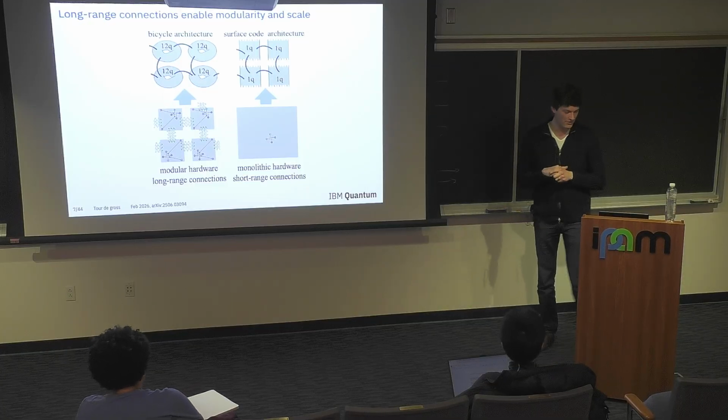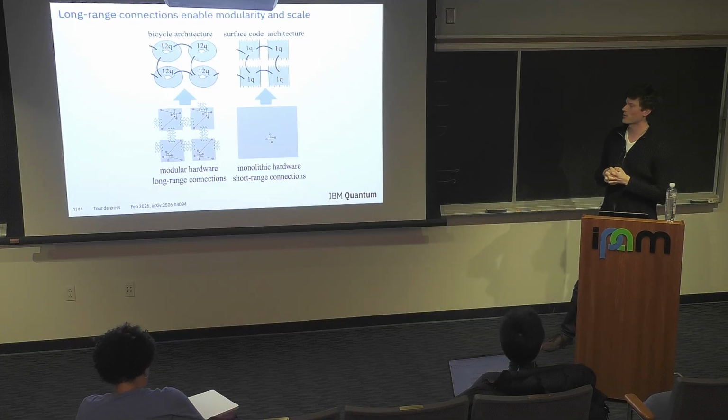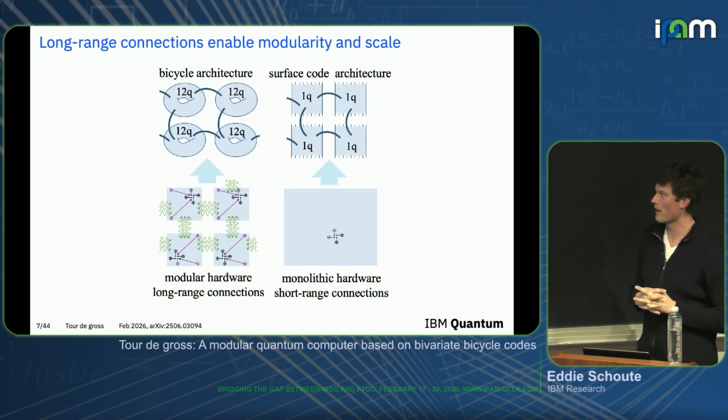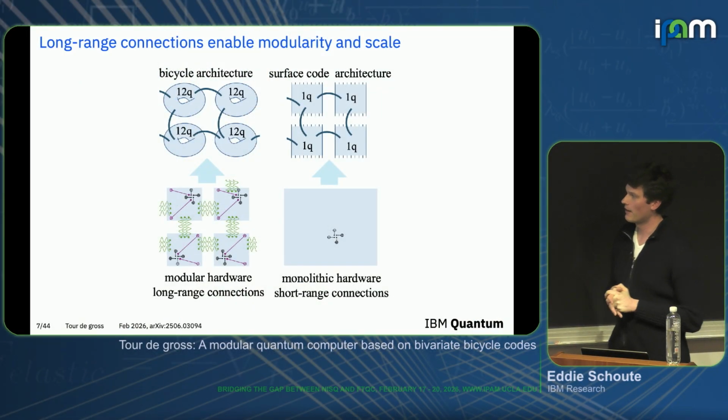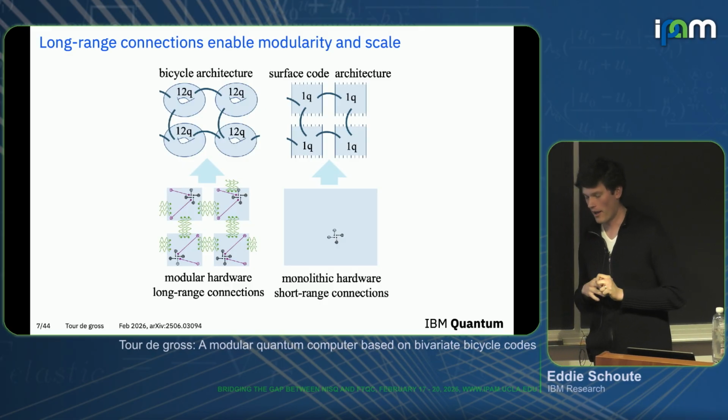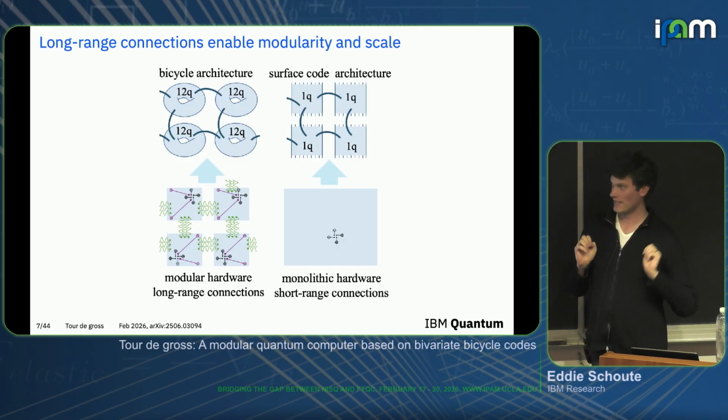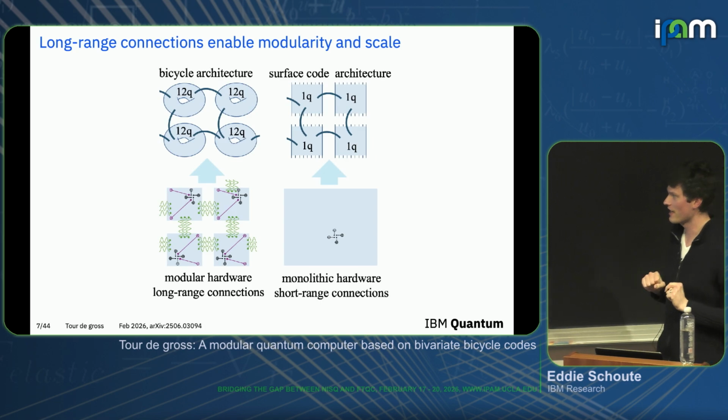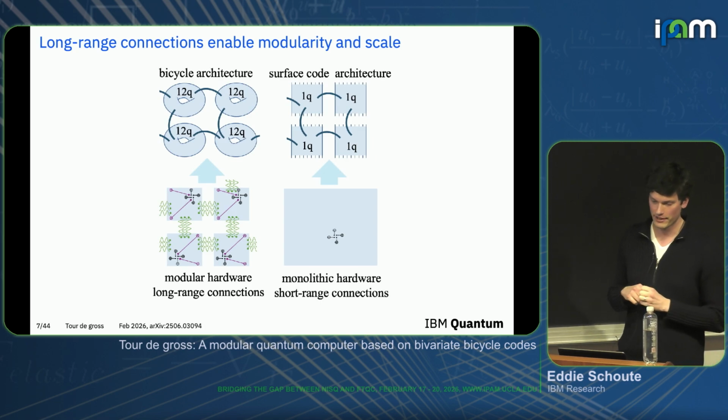Okay, so the long-range connections allow us to build these bivariate bicycle codes, but another benefit of a qualitatively different kind of long-range connection is that it enables modularity.